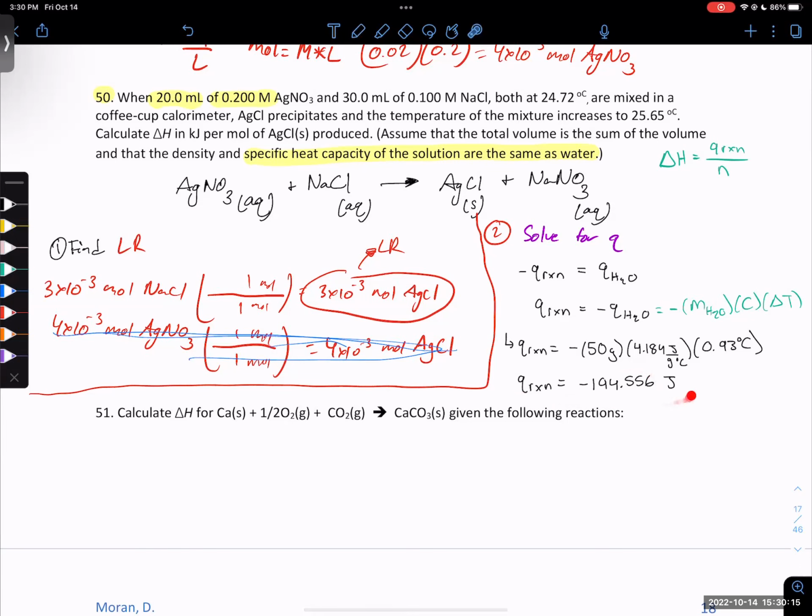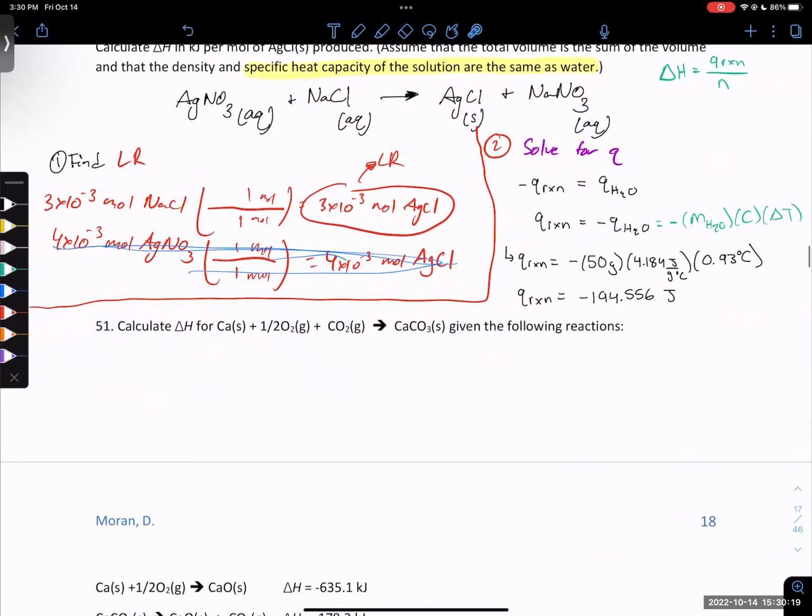So this part is going to be plugged into here. So we're going to get delta H is equal to Q reaction over n. And had I not moved the negative over, we would have ended up with a positive value here, which wouldn't make sense, right? Because the negative would still be right here. And we're solving for Q of reaction, not negative Q of reaction, okay? So that way we can plug it into here.